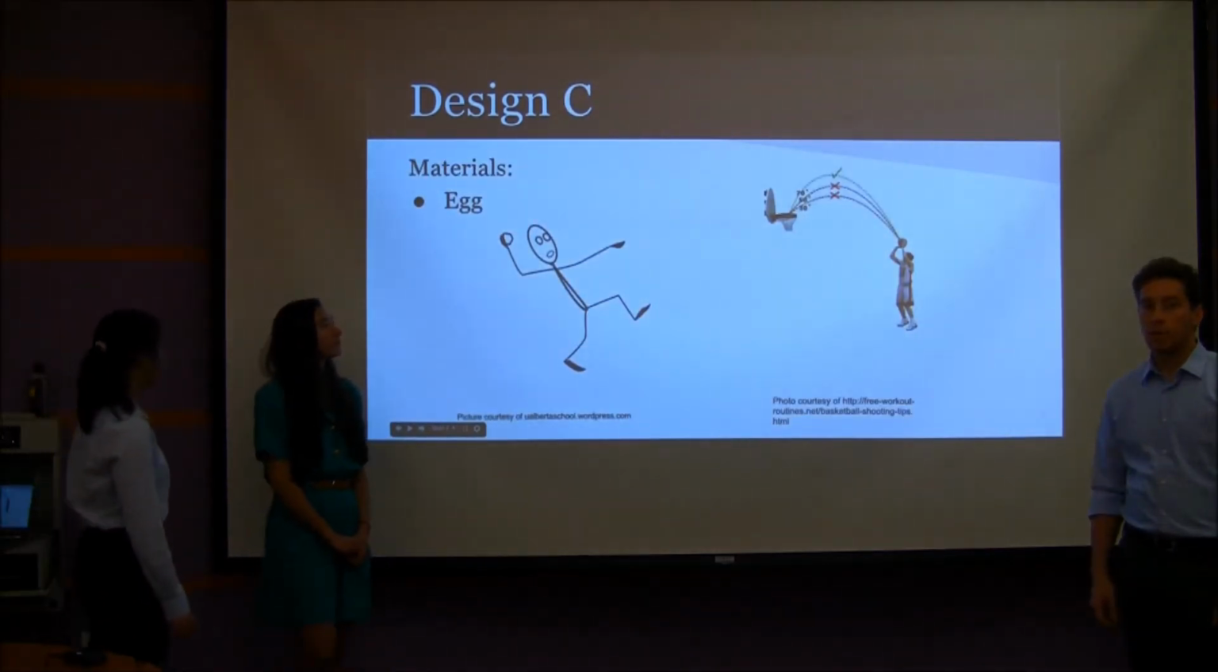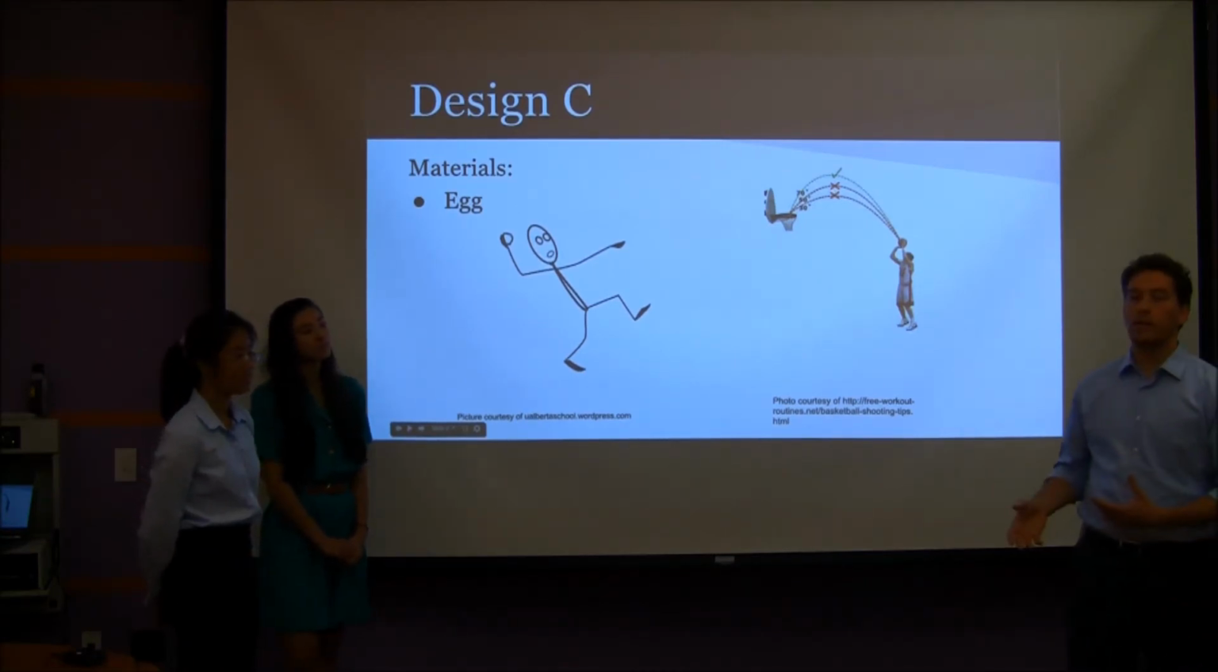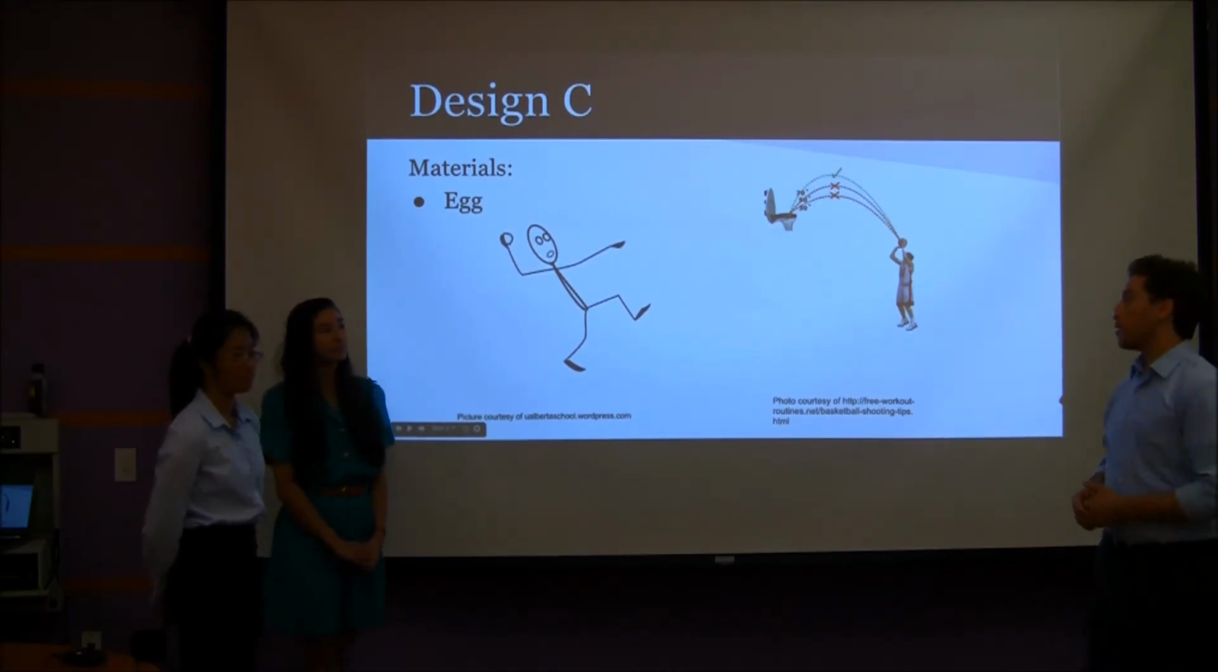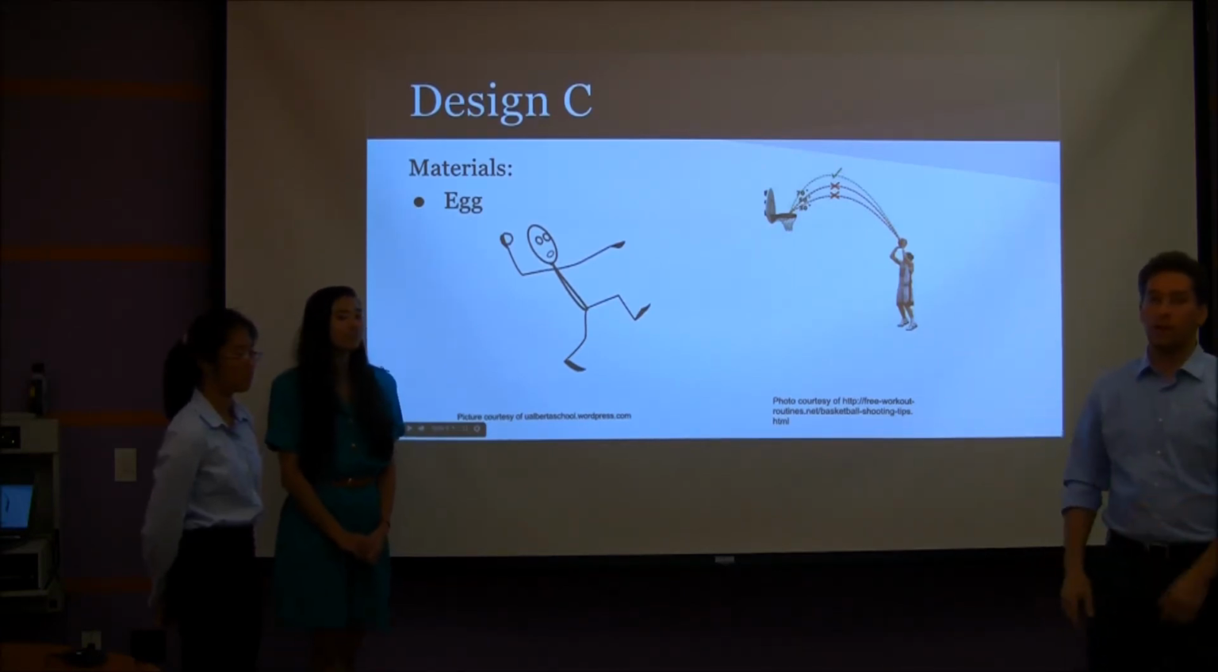Design C was our most simplistic design. Essentially, you have someone who's hopefully accurate at throwing things, possibly an athlete, and they would take the egg and try and throw it into the bioreactor.